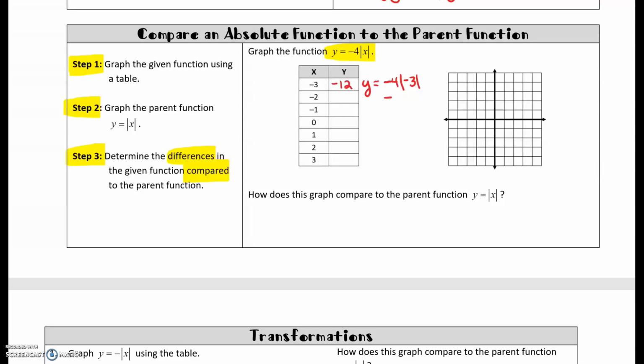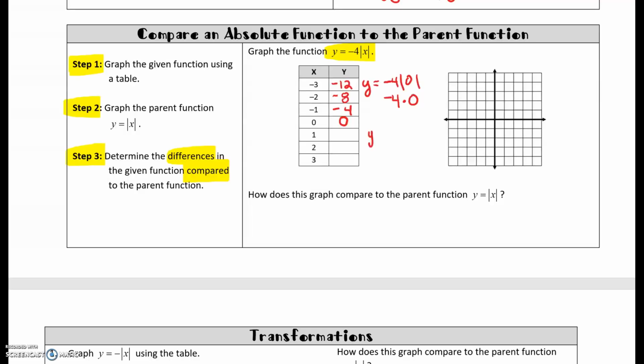Now we are going to repeat that process for the next number in the table, which is negative 2. So I have negative 4 times the positive 2, which will give me negative 8. Repeat the process for negative 1. The absolute value of negative 1 is 1. Negative 4 times 1 is negative 4. Repeat the process again for 0. The absolute value of 0 is 0. Negative 4 times 0 is 0. So you can see that I'm simply just doing order of operations.